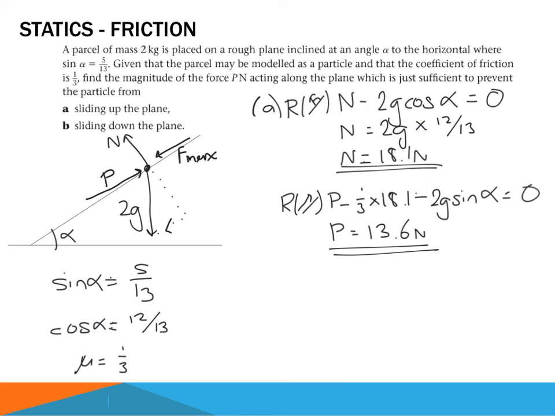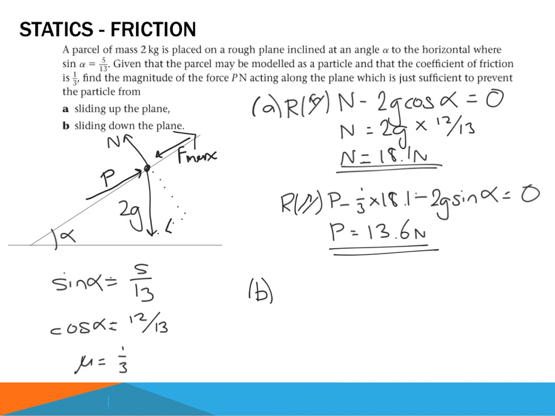Now we're going to have a look at if it's on the point of sliding down. Okay, so this is the point at which, if friction wasn't there, it would have slidden down the plane. So we're assuming that P's got to be quite small here. It's obviously not fighting this weight component there. And in this case, F is no longer acting down the plane because it's about to slide down anyway. So friction is now acting up.